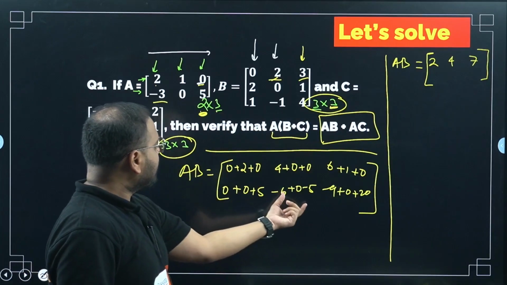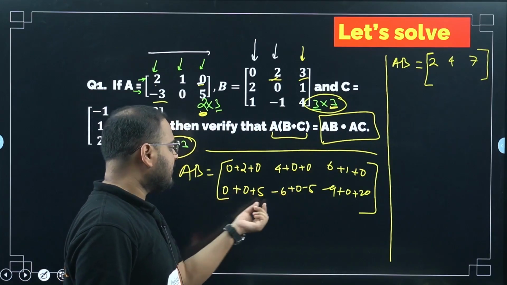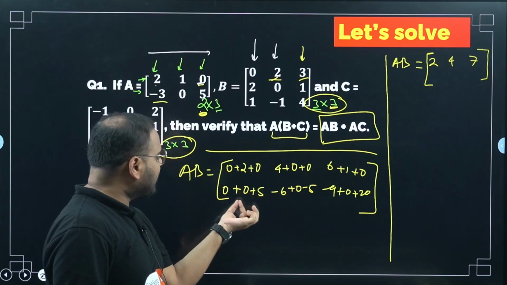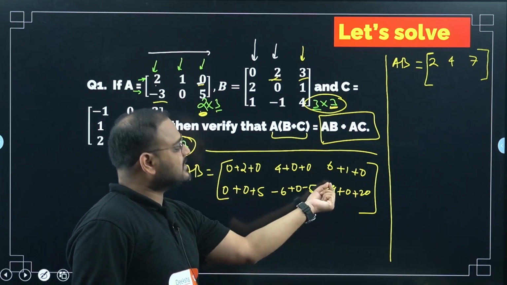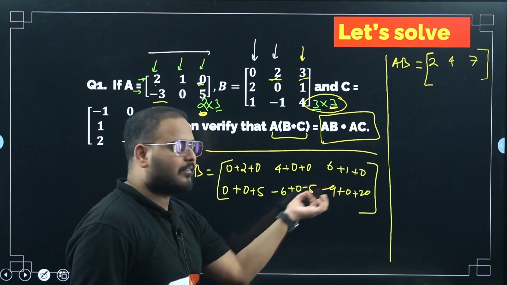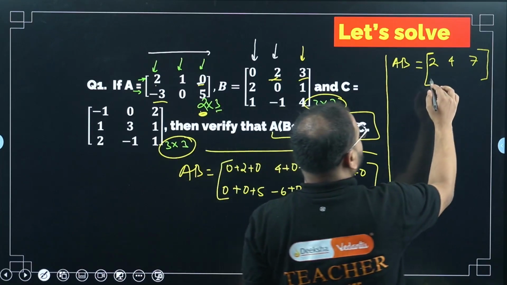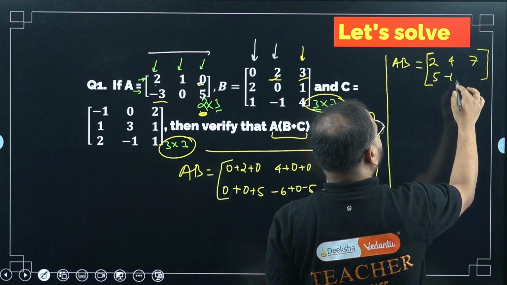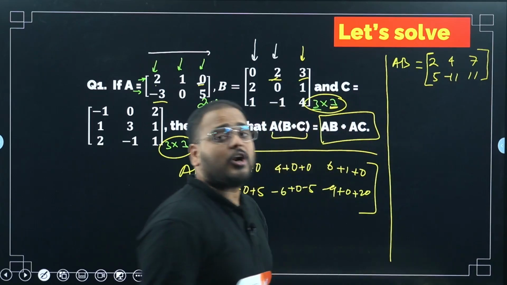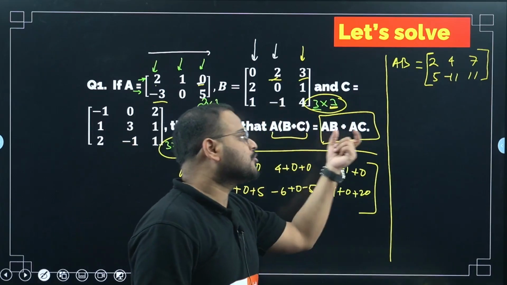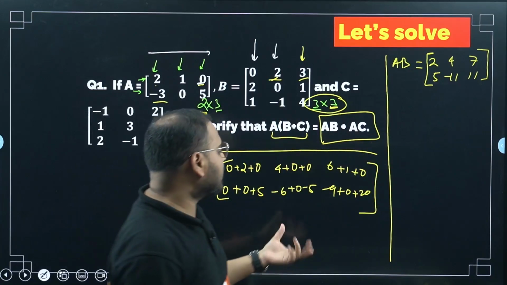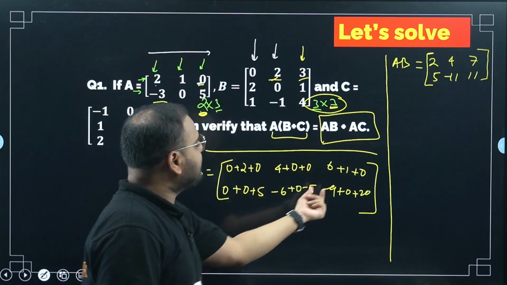Next, 5 minus 6 minus 5 plus 0, 0 is 5. Minus 6 minus 5 is minus 11. So 5, minus 11, and 20 minus 9. 0 is just 0. 20 minus 9 is 11. So the answer is 5, minus 11, 11. Please check calculations. If you are not sure with my calculation, make sure that you solve it and get the same result. I hope you'll get the same result.